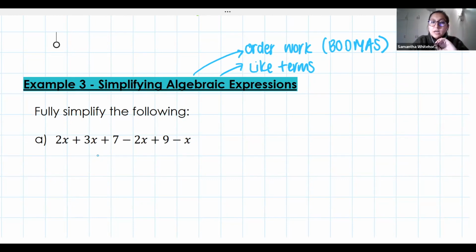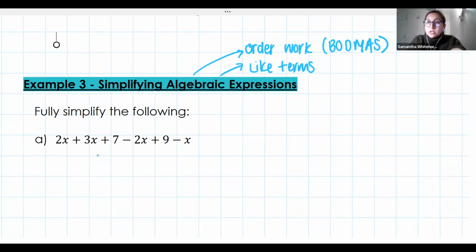Now, I've said this to you guys, when you are simplifying expressions, if you are going to identify your like terms, get a colored pen, get a pencil, get a highlighter, whatever, and highlight your different groups of like terms. So in this first question, identify your like terms for yourself. You can see that there's no multiplication or division or brackets or anything that we need to deal with. So all we need to do here, according to our order of work, is add and subtract terms.